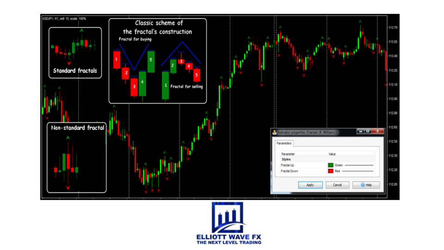Basic fractal pattern. The most fundamental fractal pattern consists of a series of 5 bars or candlesticks, with the middle one being the highest in a bearish fractal or the lowest in a bullish fractal, and flanked by 2 lower highs in a bearish fractal or 2 higher lows in a bullish fractal. This pattern suggests a potential for price reversal when market sentiment may shift from bullish to bearish or vice versa.